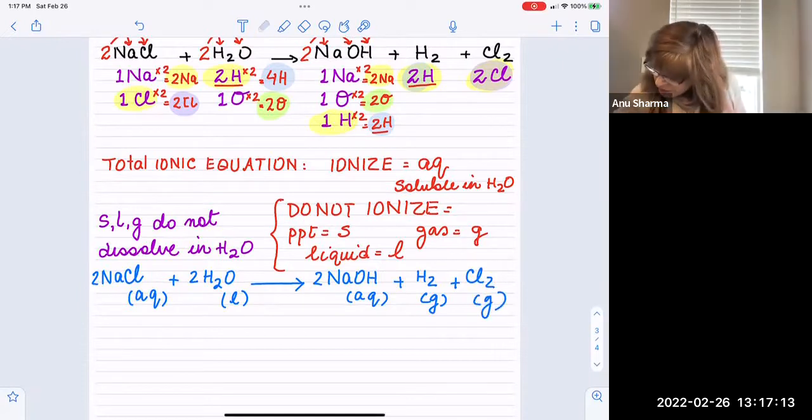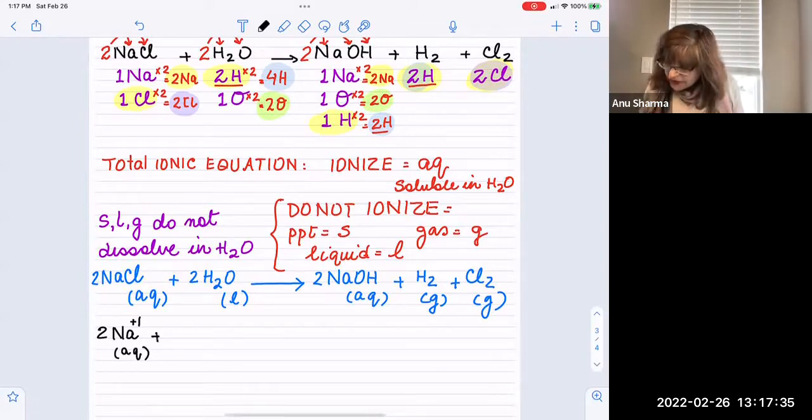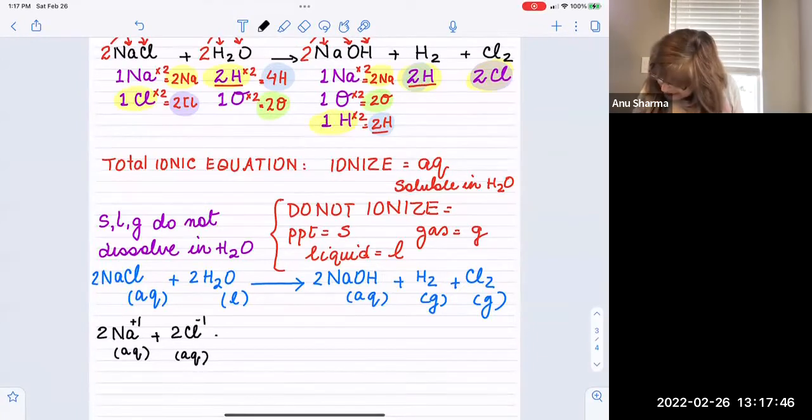Okay, so now we are going to write 2 of Na. Na is in group 1A. So the charge is +1. But this is soluble in water, so put aq. Plus 2 of chlorine, minus 1, aqueous. Okay, plus 2H2O, do not ionize that, 2H2O liquid.